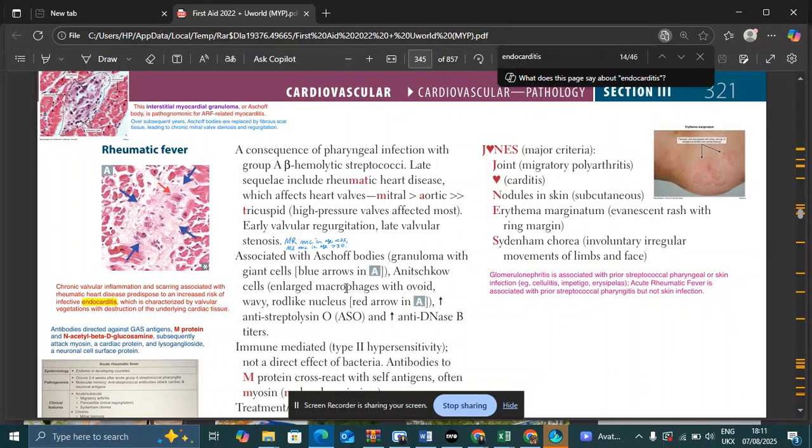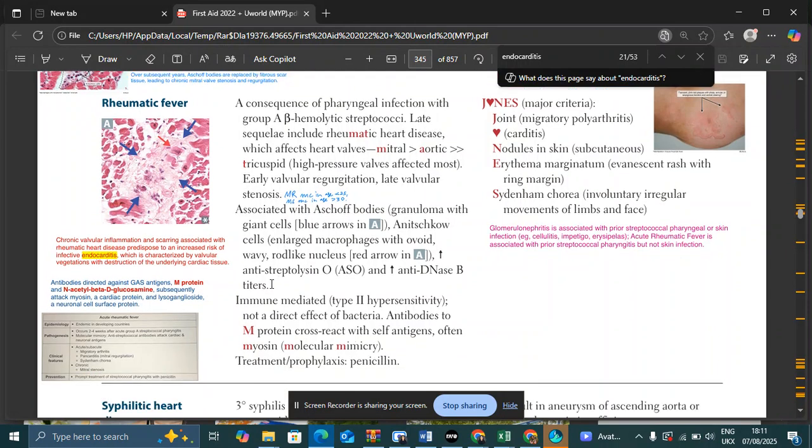They are usually associated with Aschoff bodies and Anitschkow cells. You should learn about these things as well. Okay, the antibodies which are usually positive in rheumatic fever are anti-streptolysin O antibodies and anti-DNase B antibodies. These are usually increased in the blood in rheumatic fever. Rheumatic fever is usually a type 2 hypersensitivity reaction, and I've already told you about M protein that cross-reacts with the self antigens, often myosin. That mechanism is called molecular mimicry.